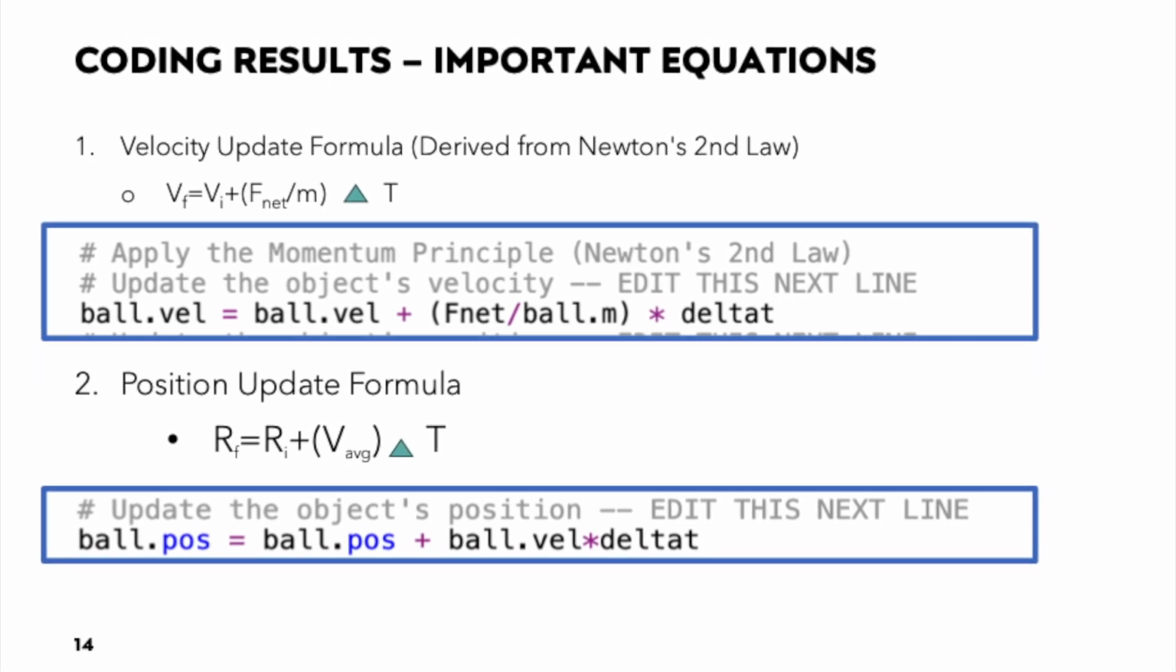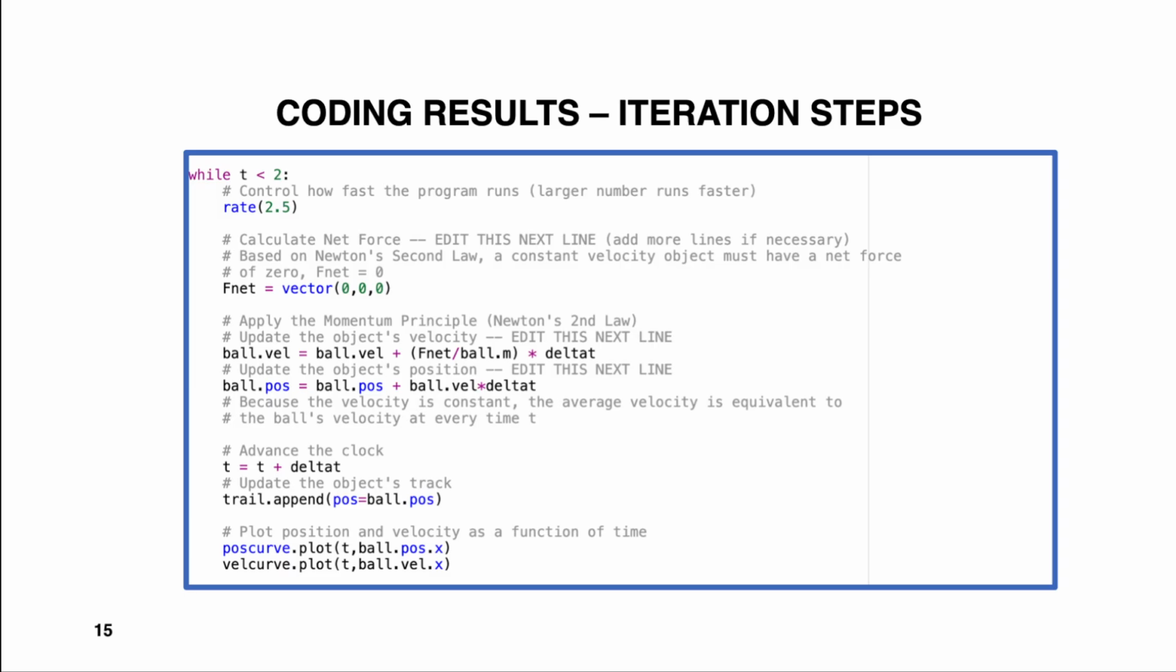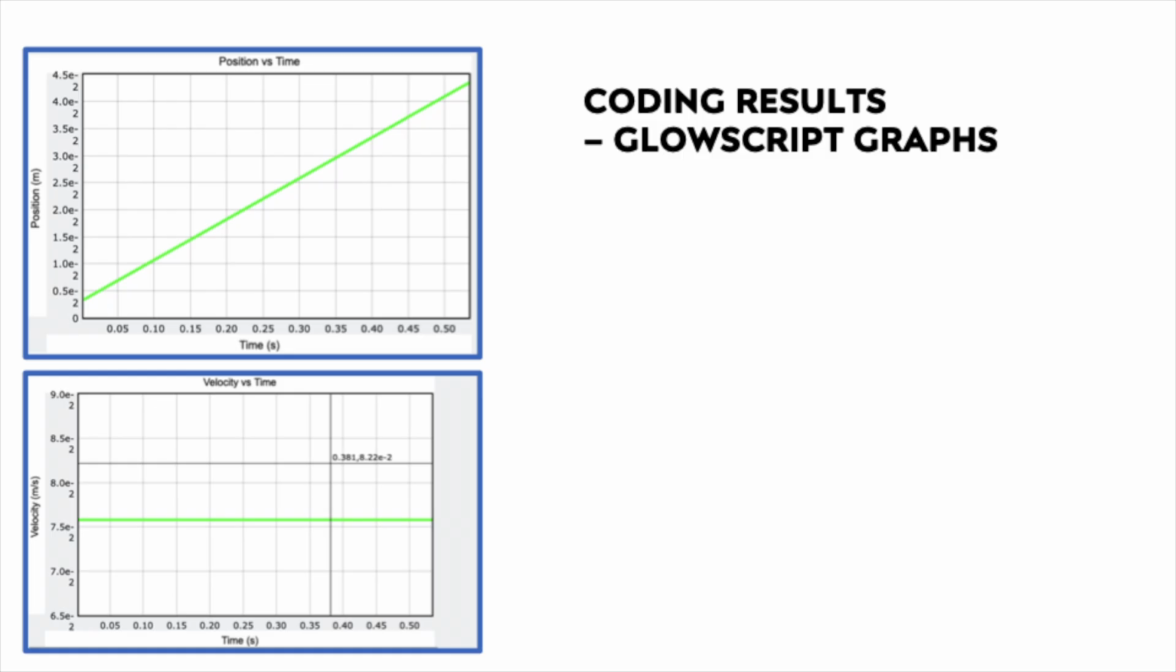For our experiment, velocity average can be calculated by having (velocity final plus velocity initial) over 2. Another important aspect of coding in GlowScript is making sure that you have the iteration steps down. Here's an example of mine. Our FNet is 0, 0, 0 because we have no net forces, or in theory have no net forces, acting on our system. After setting up your GlowScript code, make sure to run a simulation. You should get something similar to what I have on this slide, where position versus time is increasing at a constant rate, but velocity versus time is constant throughout your experiment.